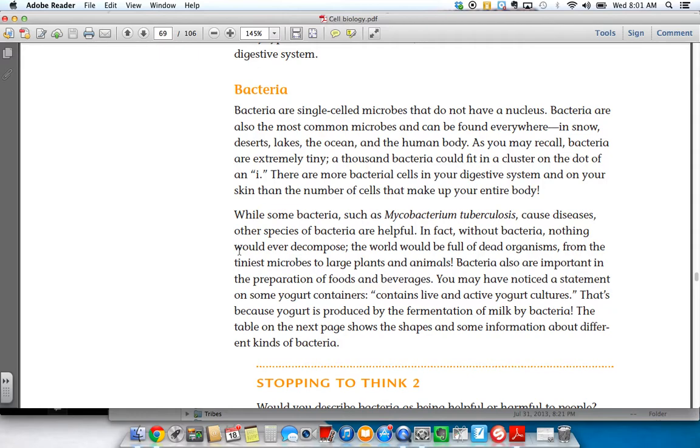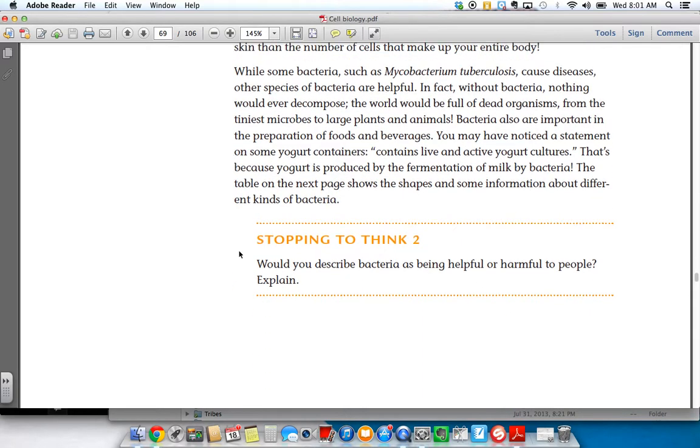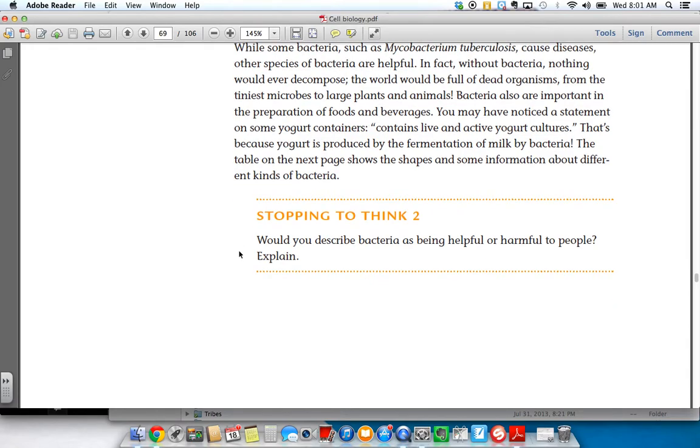You may have noticed a statement on some yogurt containers: contains live and active yogurt cultures. That's because yogurt is produced by the fermentation of milk by bacteria. The table on the next page shows the shapes and some information about different kinds of bacteria. Again, pause and read the stop to think and respond to it in your online notebook.